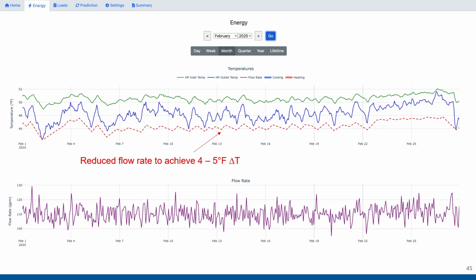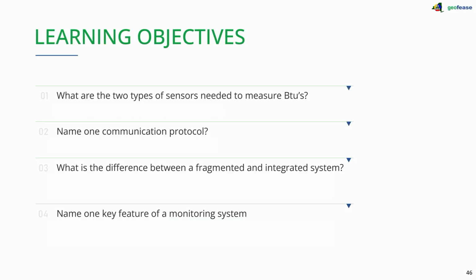And so that is all I got for the case studies. We got to run through these learning objectives, so hopefully I did a good enough job and we can answer these questions. First question is, what are the two types of sensors needed to measure BTUs?